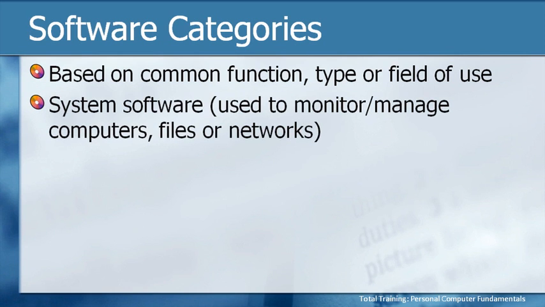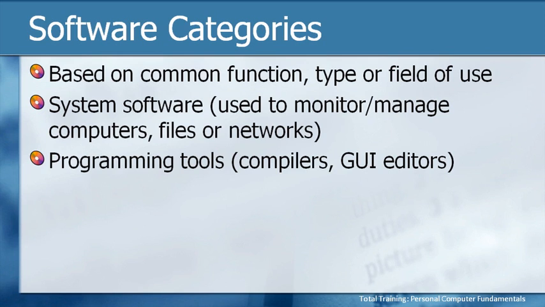For example, we can have system software. These are little programs that are used to monitor and manage computer files or networks. If you work in a business, your IT person will be very familiar with system software. They have all kinds of little gadgets and software that will allow them to monitor what's happening on the network, how much bandwidth is going on, who's logged onto the network, are there any computers that are problematic, those types of things. So that's system type software.